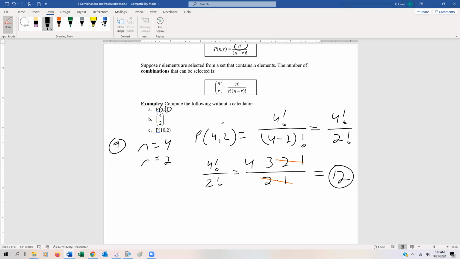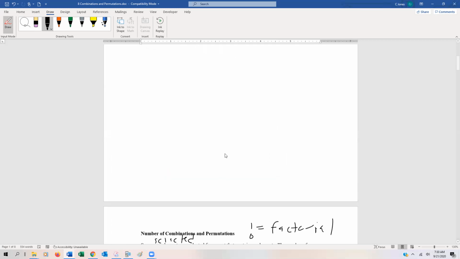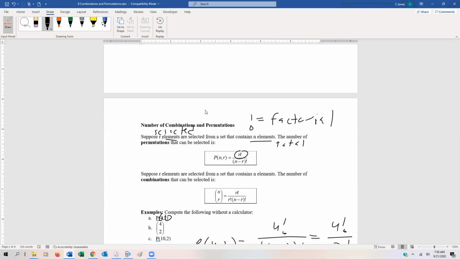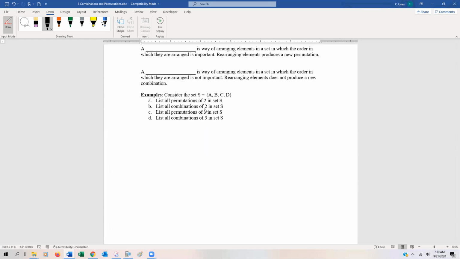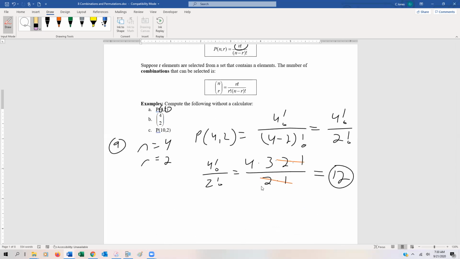And you might remember all the way back when we did the very first problem, where we had 4, 2: list all the permutations of 2 in the set. I believe that there were 12 of those. It took us a lot longer to do it when we broke them out, but we didn't know what they looked like. We just did this part of the problem. So it's one of those trade-offs.